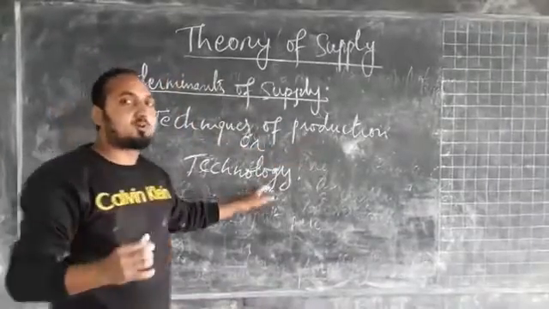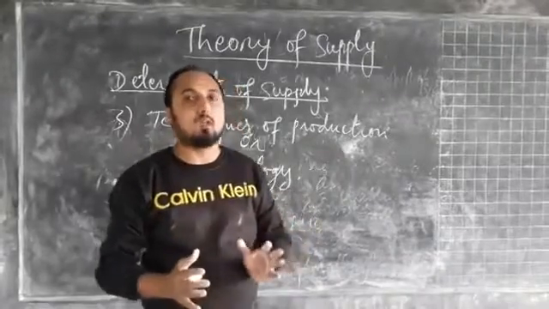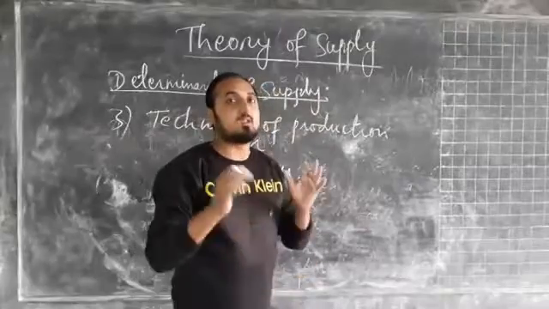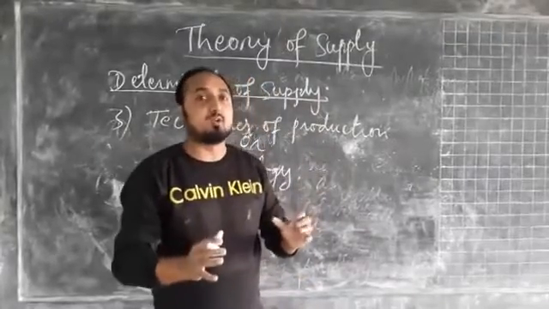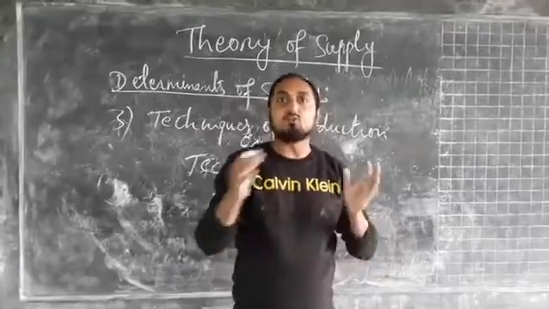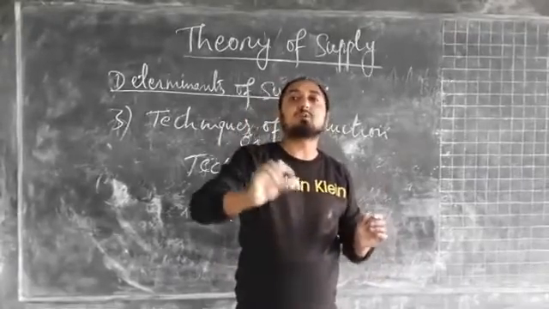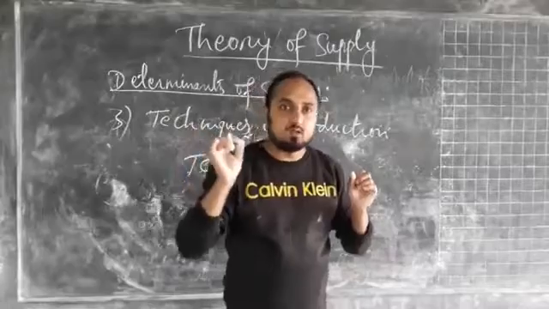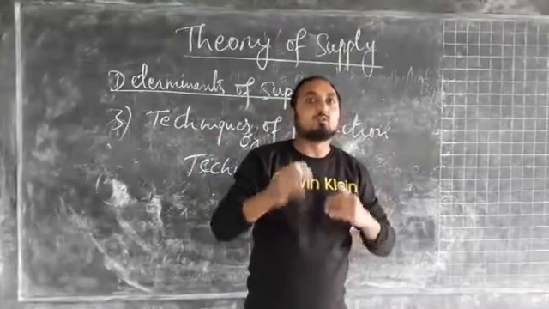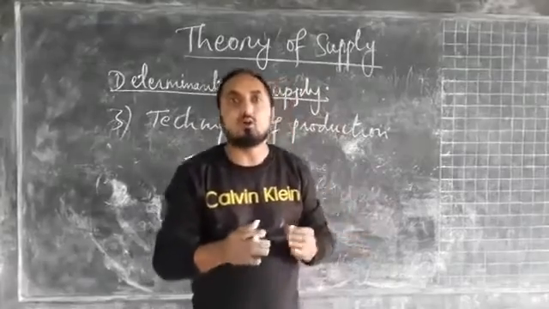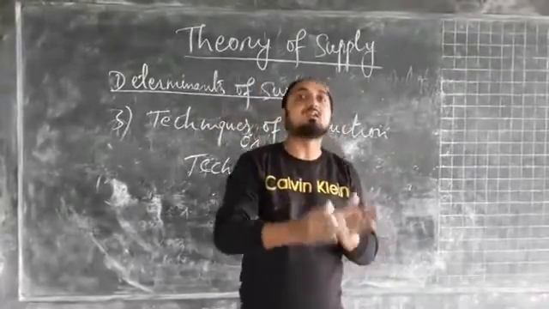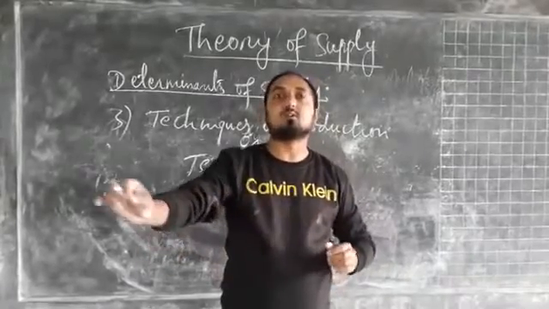So techniques of production play an important role in increasing or decreasing the supply of a commodity. If the producers are using old, outdated techniques of production, then obviously their per unit cost of production will be high. But if the producers are using efficient technology or advanced machinery and equipment, that leads to a decrease in the cost per unit of production.